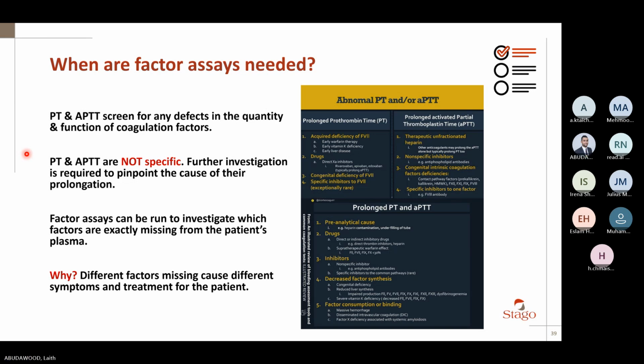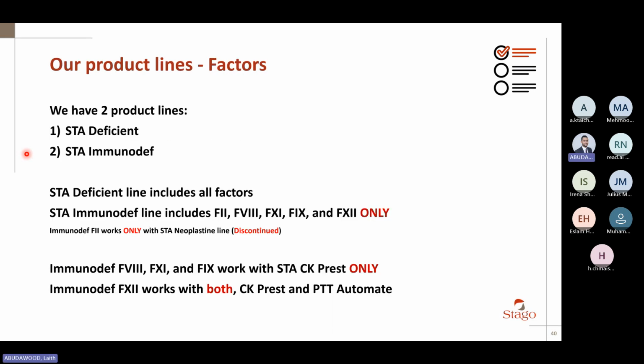Now, what is our offering for our product lines for factors? It's a tiny bit complicated. We have the STA deficient line, which is the older line of deficient plasma. The newer line is the STA immunodef. It's called immunodef because mostly we are relying on something called immunochromatography to remove the factors to generate the deficient plasma, but that's it. That doesn't really have any technical significance.